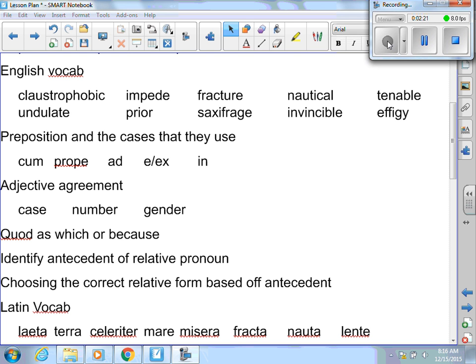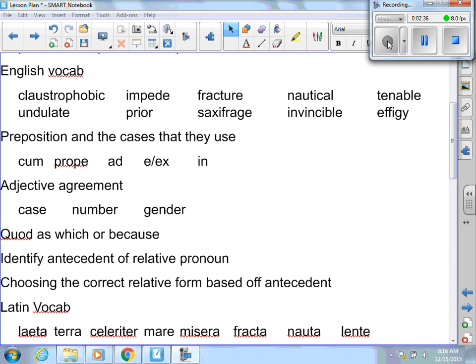Quod as which or because. We talked about how if there's a verb right before the quod, it's usually because. It's going to be used as a conjunction. If there is a neuter noun before quod, then it's going to be which.